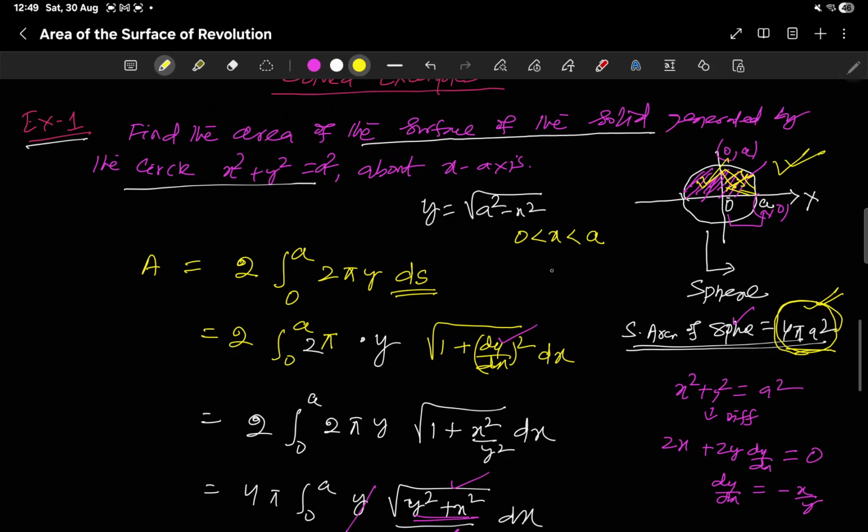So now it is important to find the limit of the integration. Don't take the entire circle here, right? Or you can take the limit from minus a less than x less than a, minus a to a, then no need to multiply by 2. So here we are multiplying by 2 for this and this regions. Okay, so now let us solve the second example.